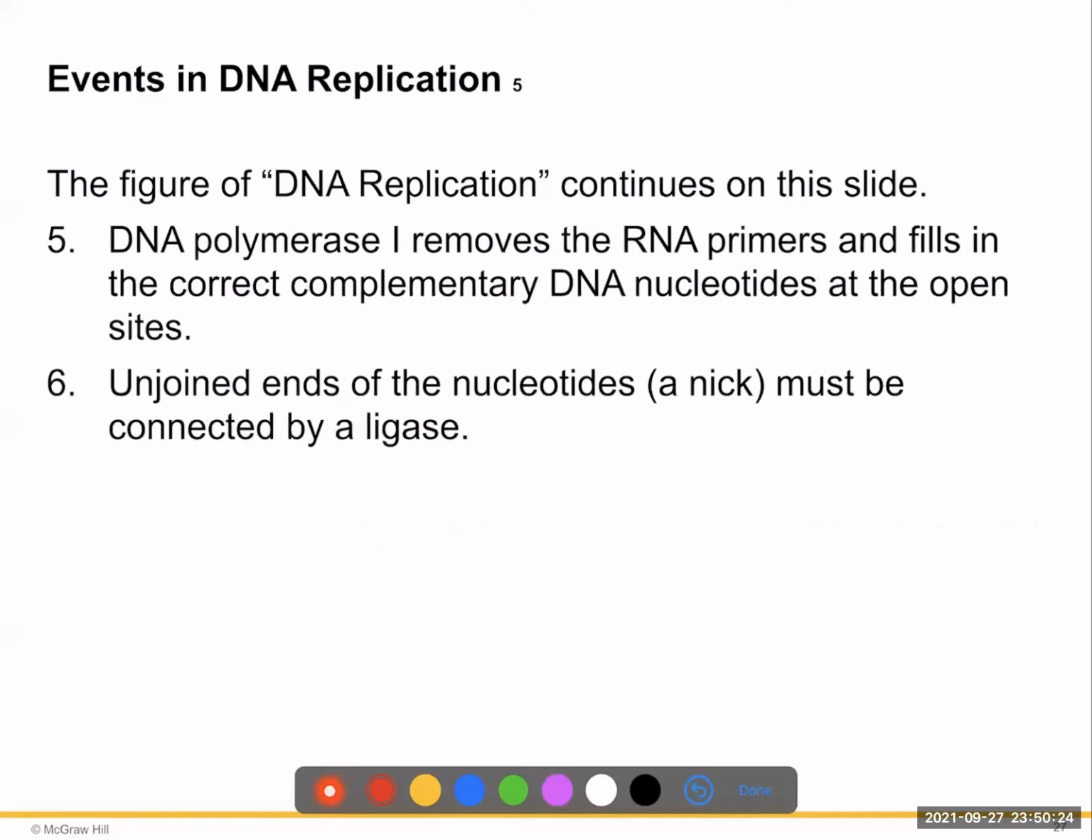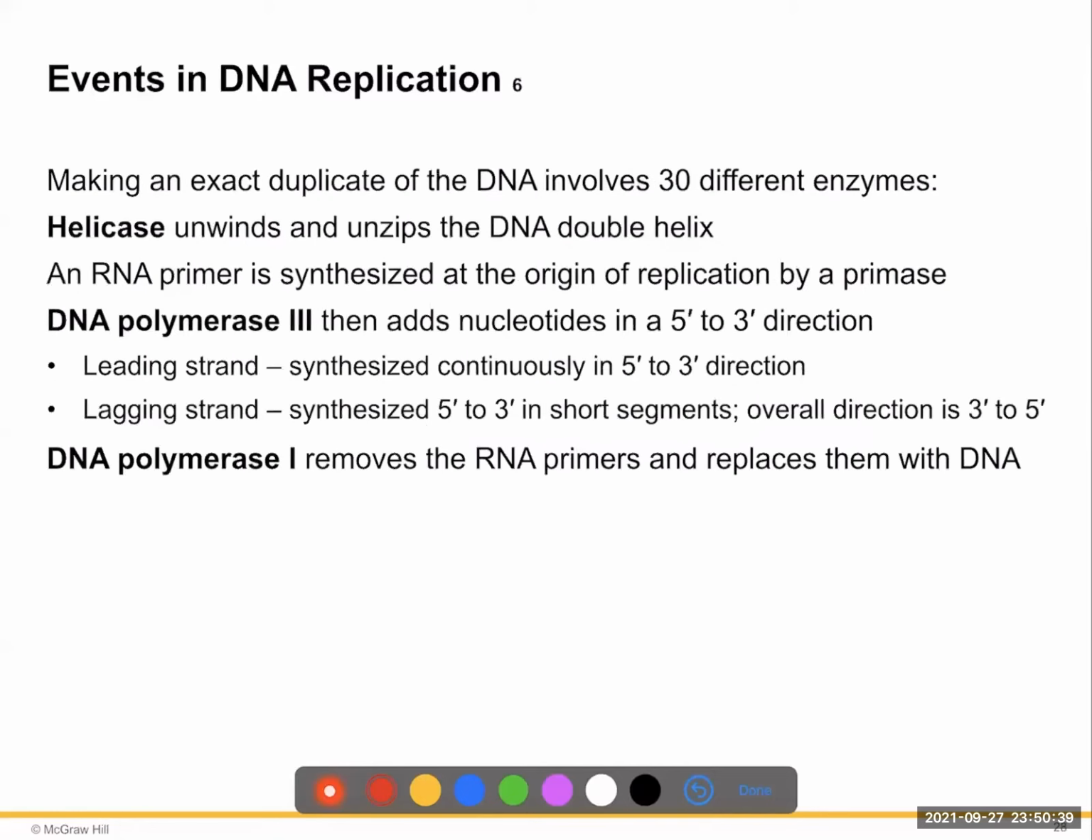DNA polymerase 1 removes the RNA primers and fills in the correct DNA complements. Now that the open site is filled, the unjoined ends of the nucleotides must be connected by a ligase to bring them together to form a continuous strand of DNA.